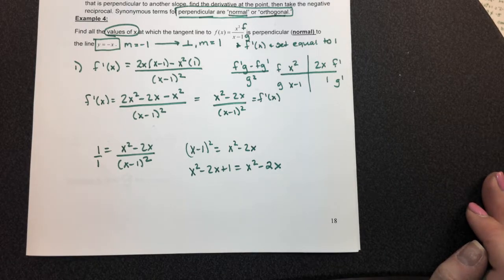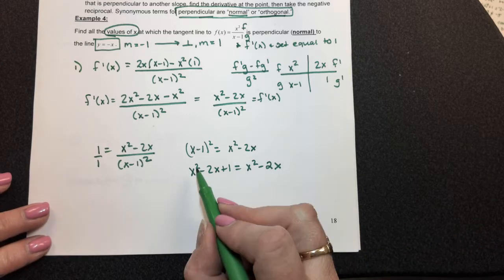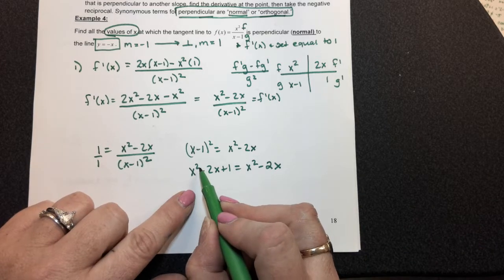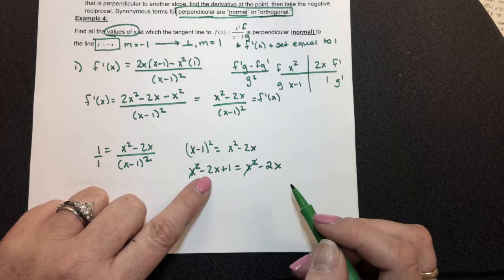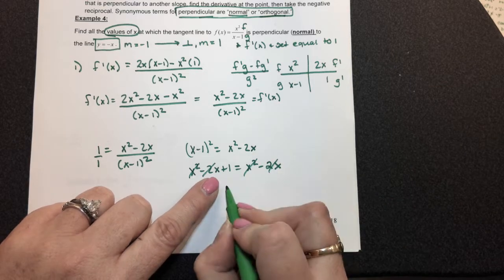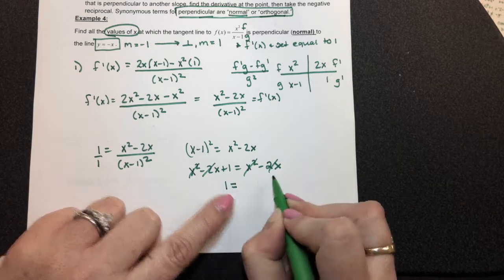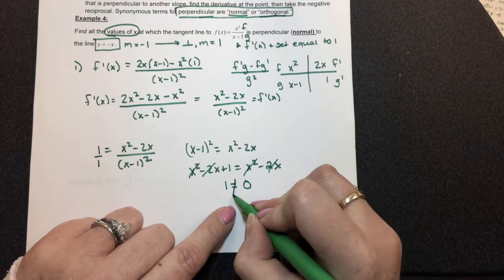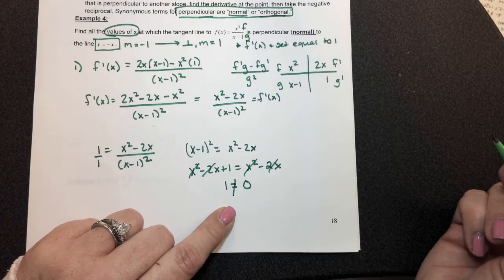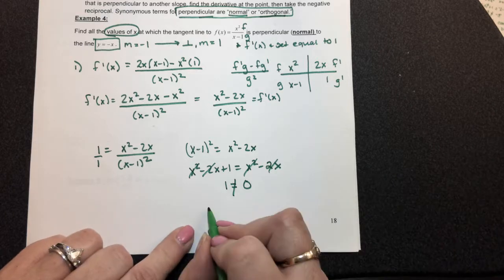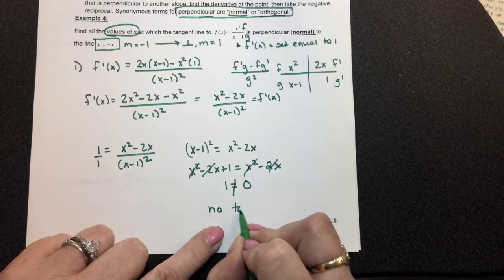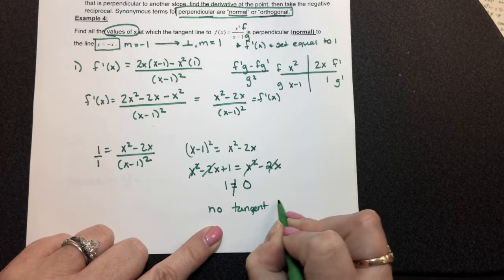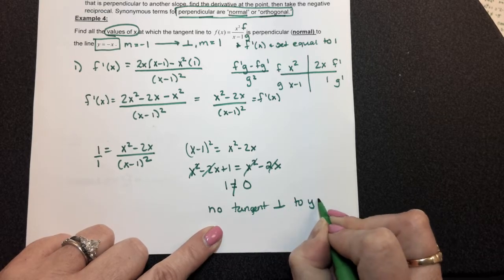What do you notice? What happens with your x squares? They cancel. What happens with your negative 2x's? Cancel. So you're left with 1 on the left-hand side, and what's left on the right? 0. Does that make any sense? No. 1 is not equal to 0. So what do you think? Are there any places? No. So we have no tangent lines perpendicular to y equals negative x.